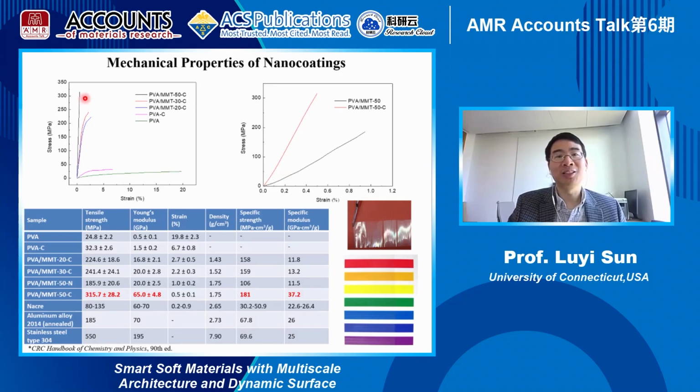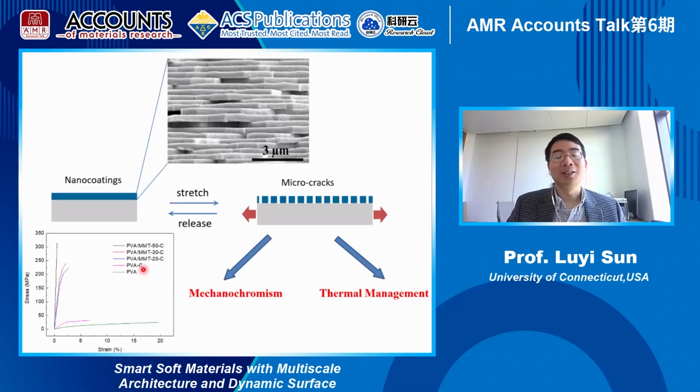And therefore, with this, we can easily crack them to make so-called micro cracks. And those micro cracks can be taken advantage of to make so-called mechanochromism or thermal management. So here is basically the general idea. We can alter the stiffness and the toughness so that we can easily crack them or generate wrinkles to achieve the desired morphology for different applications.